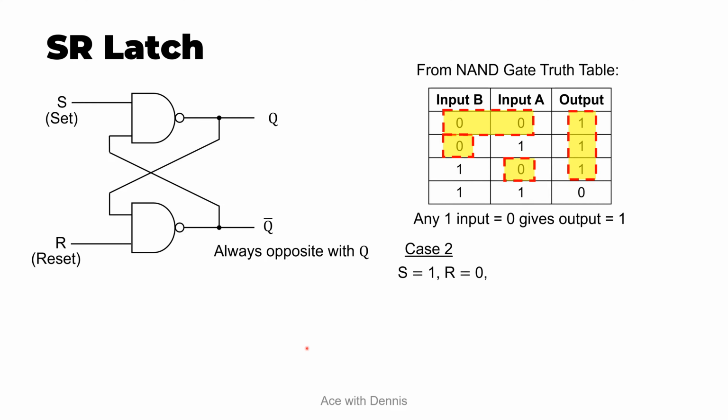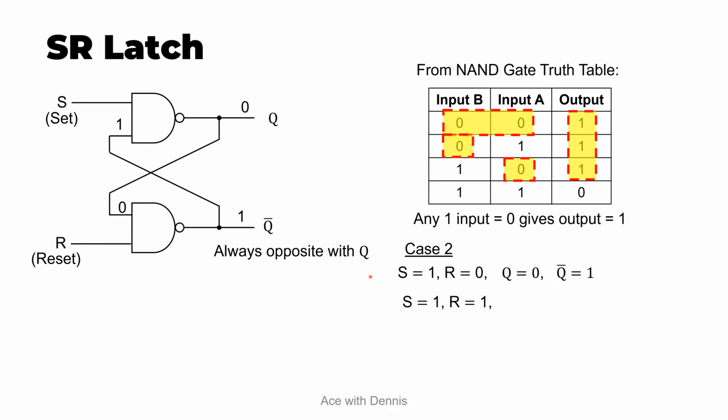Let's look at case number 2. When S equals 1, R equals 0. When R equals 0, which means Q bar will be equal to 1. Then Q will be equal to 0 because both will always be opposite to each other. Now let's update the circuit here. The Q is 0 and Q bar is 1. So this is 0, this is 1.